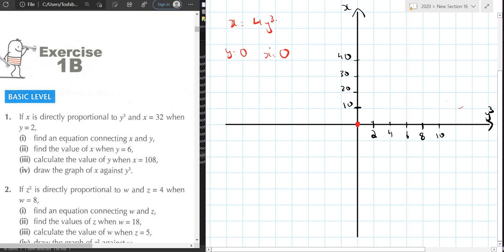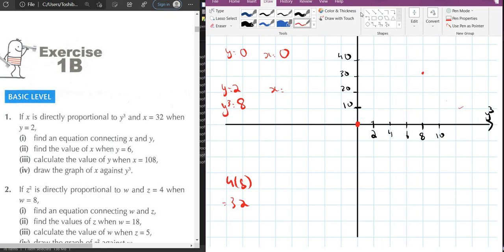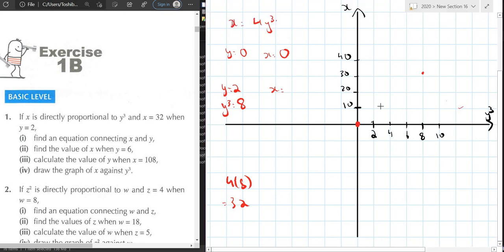So if you plug in the value of when y is equal to 2, alright, y cube would be how much? Y cube would be 8, because 2 multiplied by 2 multiplied by 2 is 8. And the value of x would be how much? 4 multiplied by 8 is 32. So that is 8 comma 32, which would be roughly around here. Now what you're going to do, you're going to draw a straight line like this, and hence you're done with your graph as well.